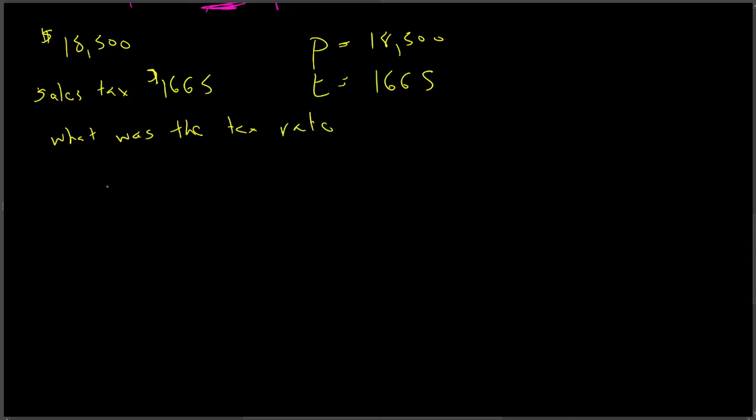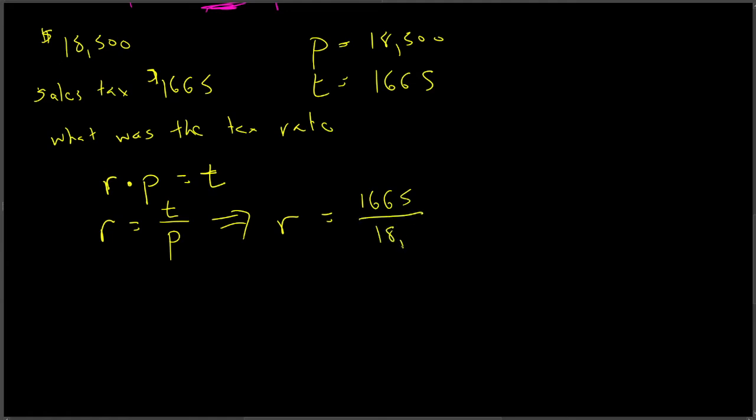And I know the rate times the price equals the tax. So my rate, I don't know. And I'll divide both sides by P. So I get T over P. And that means the rate is $1,665 divided by 18,500.